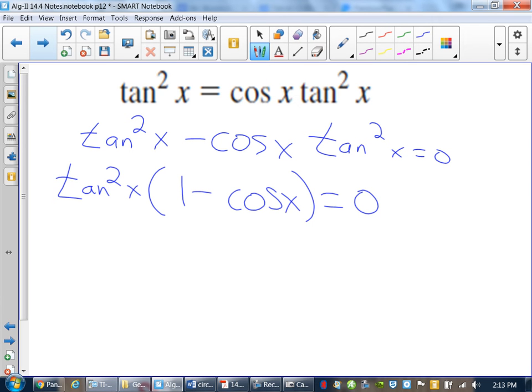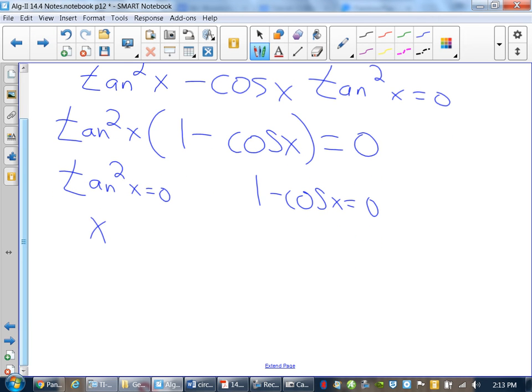And I have that. Everybody okay with that? Do I have two terms now that I can set equal to 0? Yeah. I can say tangent squared x is 0, and 1 minus cosine of x is 0. What's the square root of 0? 0. Do I have to worry about plus minus? Nope. So the tangent portion is: what angle has a tangent value equal to 0?